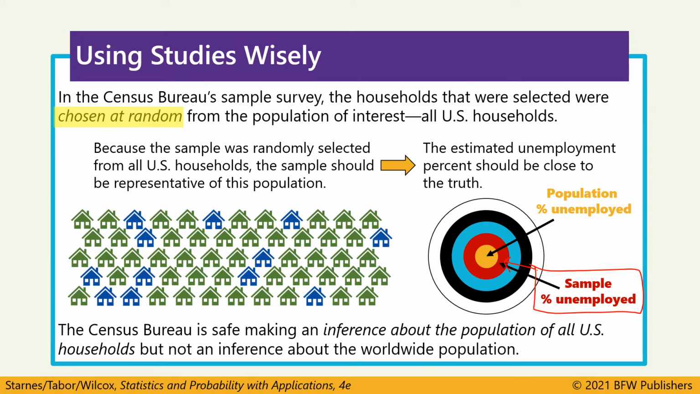Now, since this sample was randomly selected, we can make an inference about the whole population of U.S. households, but we couldn't do it about something like the worldwide population because we're not drawing our sample from a global perspective. We're only sampling houses from the United States.